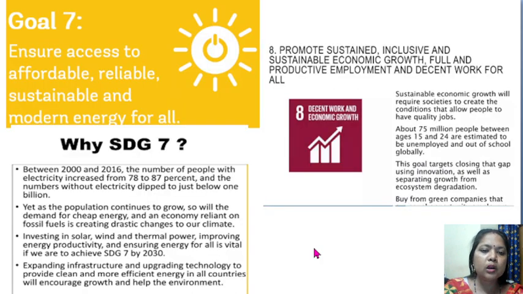Okay. Then goal number 7 is to ensure access to affordable, reliable, sustainable and modern energy for all. Between 2000 and 2016, the number of people with electricity increased from 78 to 87%, and the number without electricity dipped to just below 1 billion. Investing in solar, wind and thermal power, improving energy productivity and ensuring energy for all is vital if we are to achieve sustainable development goal 7 by 2030, isn't it?